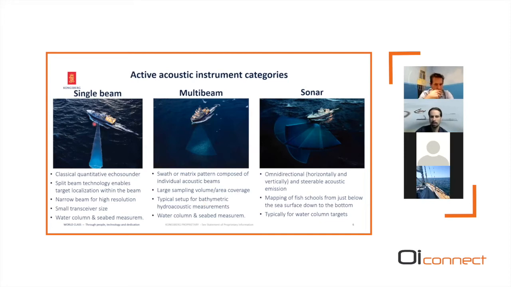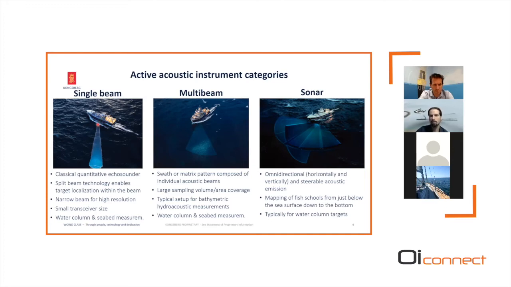Let's start with a single beam configuration. A single beam configuration is a vertical beam, usually pointing downwards. It's a classical quantitative echo sounder. With split beam technology, here indicated by these small lines, you split the beam into sections, and the sound coming back is recorded by these different sections. This helps you identify and position targets in your beam, which is very powerful for corrections related to the distance between transducer and targets.